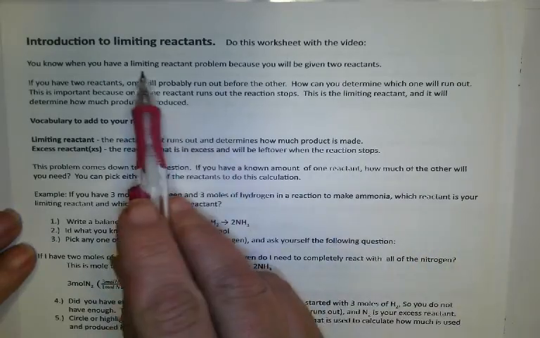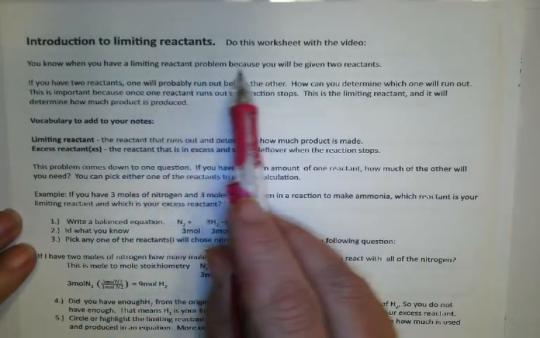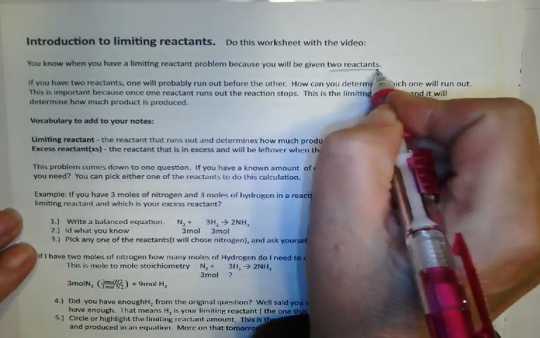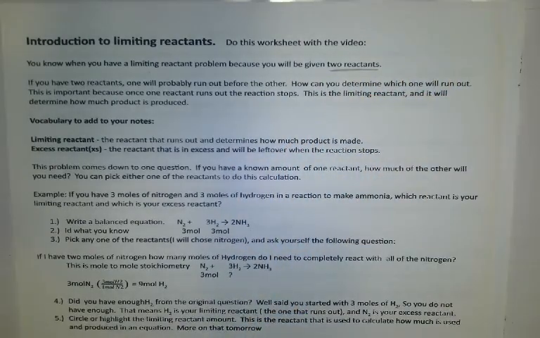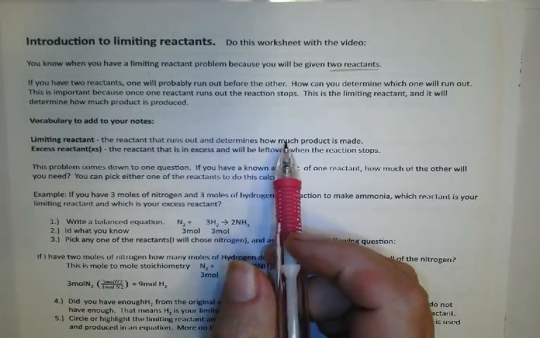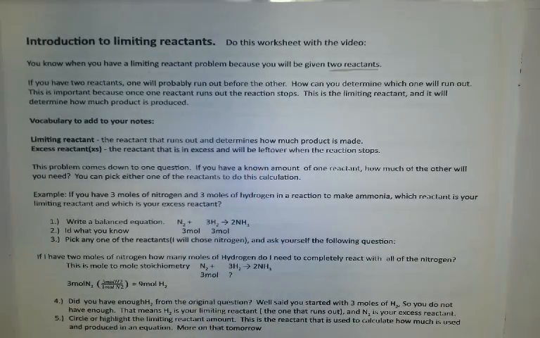Okay, so you're going to know this is a limiting reactant problem because you will be given two reactants. There are a lot of different types of problems we've been working on, and you need to start to recognize which problem you have. Okay, so one's going to run out before the other. So how can you determine which one's going to run out? This is important because once one reactant runs out, the reaction is going to completely stop.